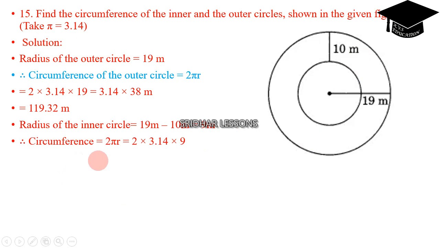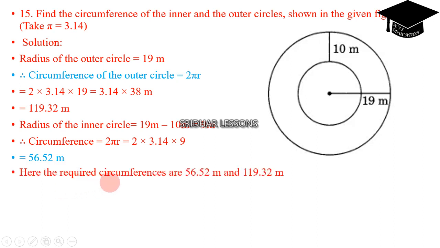And the circumference can be calculated as 2 pi r, which is equal to 2 into 3.14 into 9. This is equal to 56.52 meters. Hence, the required circumferences are 56.52 meters and 119.32 meters.